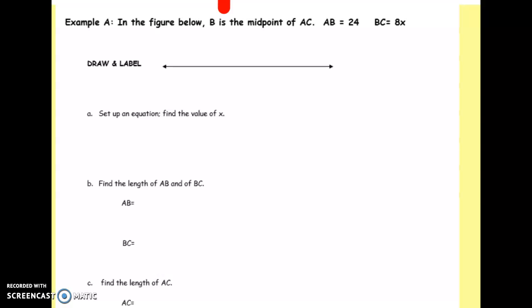All right, so we've been spending a lot of time lately focusing in on midpoints. Remember, midpoint is the location that splits a segment into two equal parts. So if we look at example A here, it says in the figure below, B is the midpoint of AC.